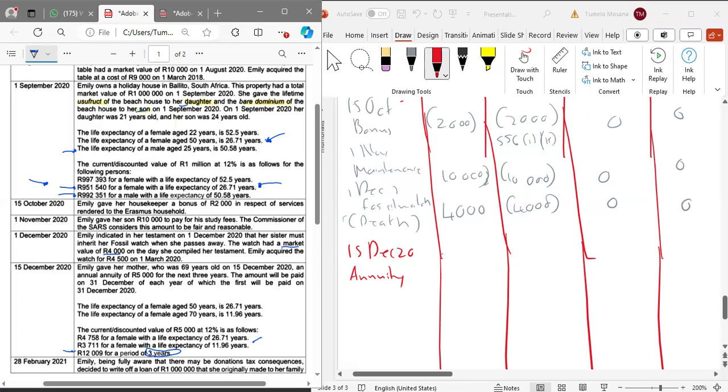We are going to recognize it, let's say, if Emily also gives her mother another amount, you are going to use the lower of the two to recognize the donation's value for donations tax purposes. So it does not mean that we are going to do it the same way as allowances, where we would include it year in, year out. We only do this when there's a transaction, right?